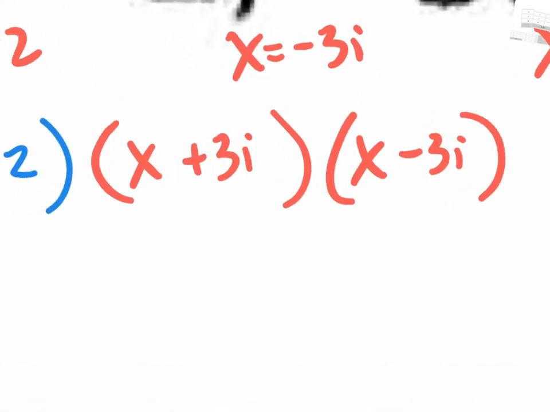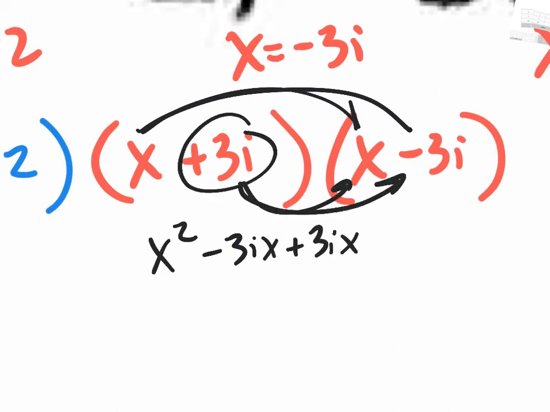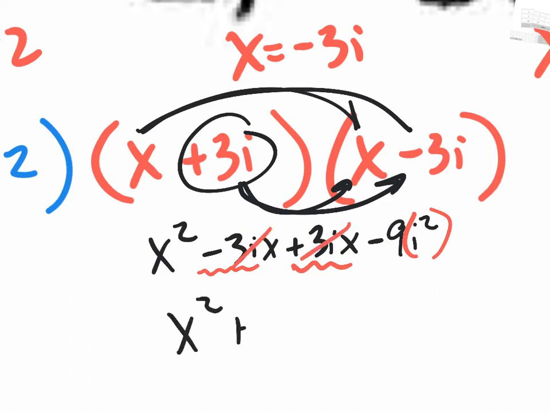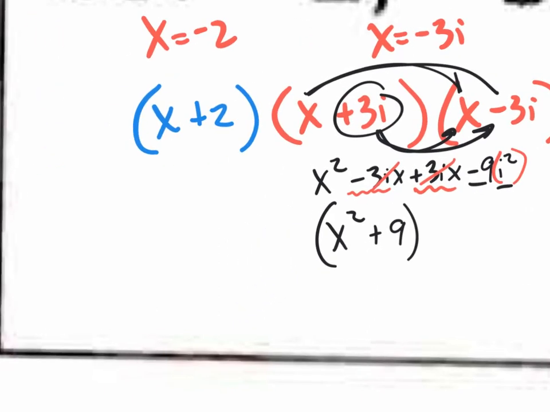So let's distribute there. We're going to go x times x is x squared. X times negative 3i is negative 3i with an x. Positive 3i times x is a positive 3i with an x. Positive 3i times negative 3i is negative 9i squared. And again, i squared is negative 1. And look at those middle values. They're exact opposites. They cancel out. I have x squared plus 9 left over. A negative 9 times a negative 1 is a positive 9. So there's my new binomial instead of these red binomials that had imaginary values. We still need to multiply that new binomial of x squared plus 9 times that x plus 2.